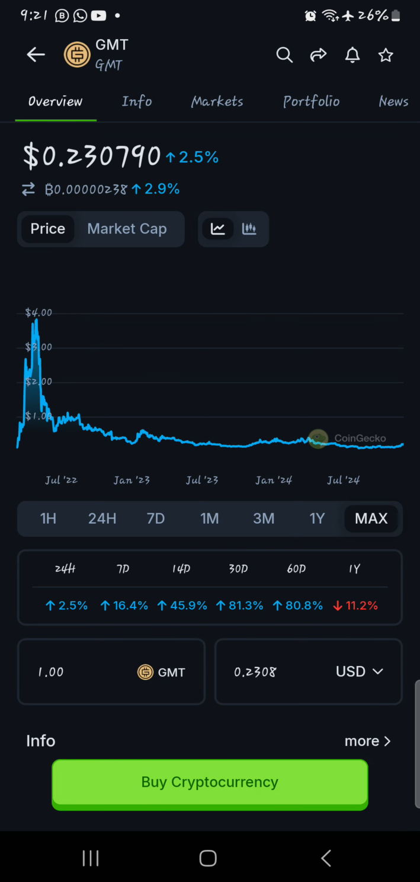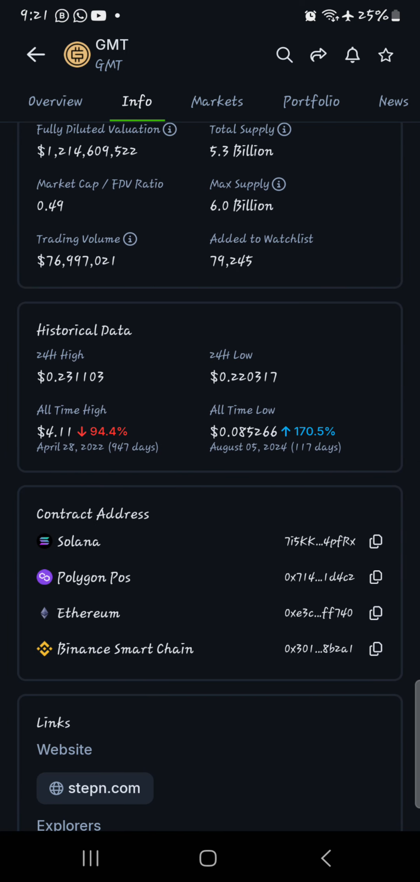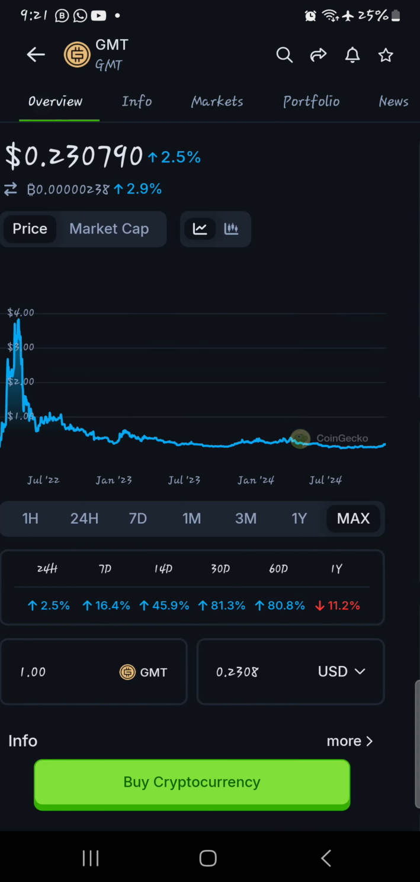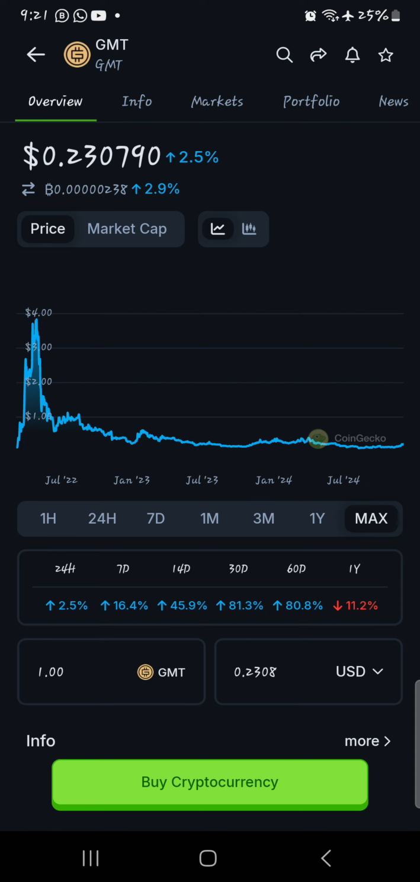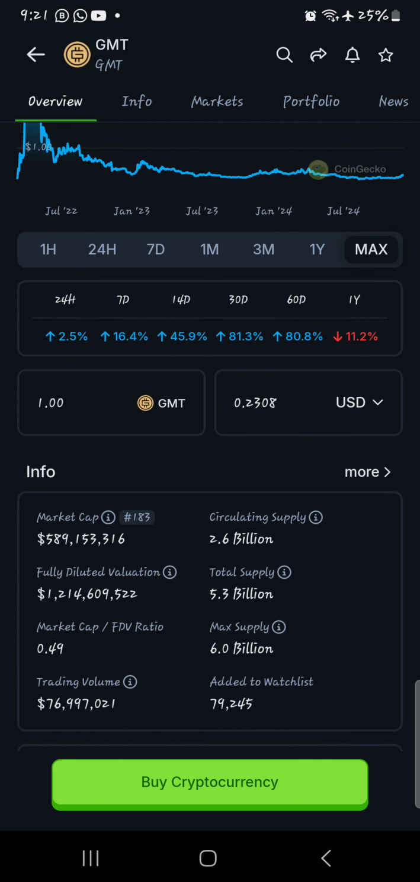This is a random coin, right? GMT. You see, all-time high, $4. Current price 0.23. From this price, let's remove the 3. 0.2 to $4 is 20x. And right now, the market cap is almost 600 million, and it has 20x still on top of it.